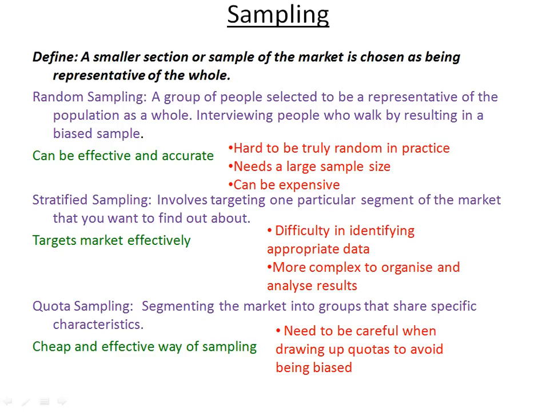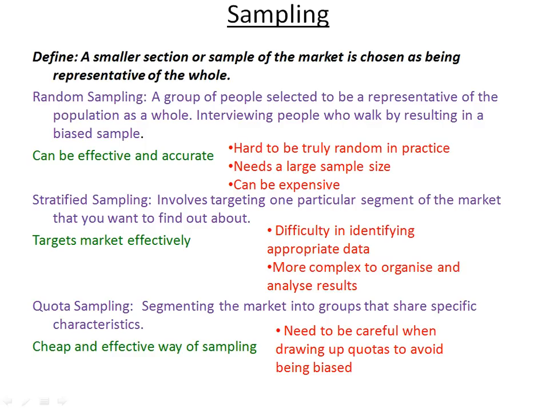Sampling. It would be practically impossible to interview everybody in a particular market, so a smaller sample of the market is chosen to be representative of the whole. There are 3 different types: stratified, random and quota. Random sampling is a group of people selected to be representative of the population as a whole, so it interviews people who walk by, resulting in a biased sample. Biased means you're one-sided, you haven't really looked at the whole market. It's effective and accurate, which is the advantage.